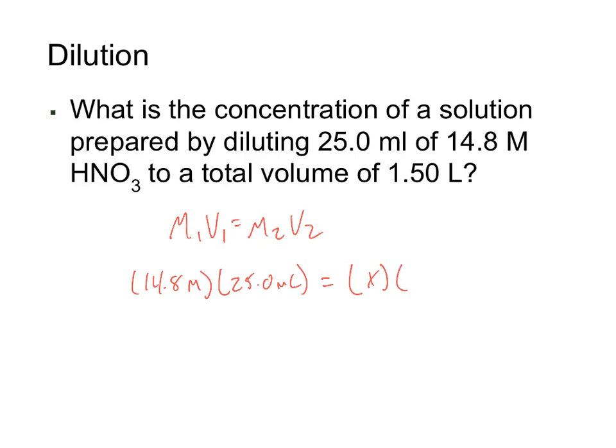But our final volume is 1.5 liters. Again, it doesn't matter what units we use for volume, but we need to stay consistent. And so I'm going to convert 1.5 liters to 1,500 milliliters. I solve for X, and I find a new molarity of 0.25 molar nitric acid.